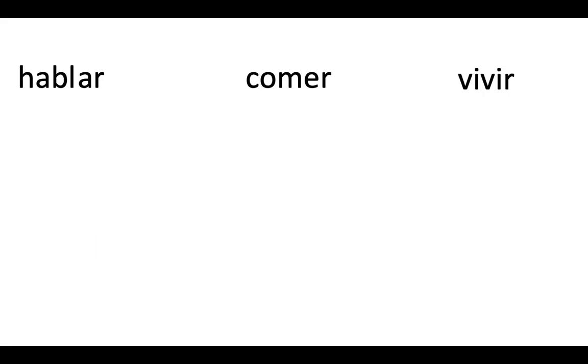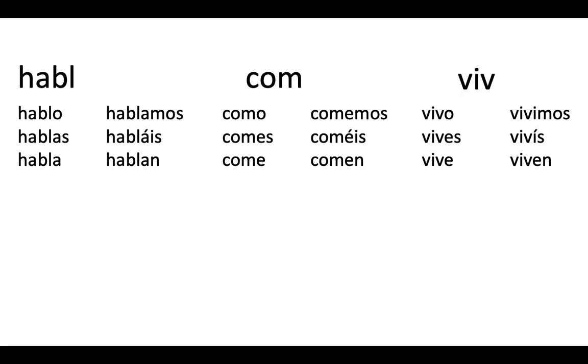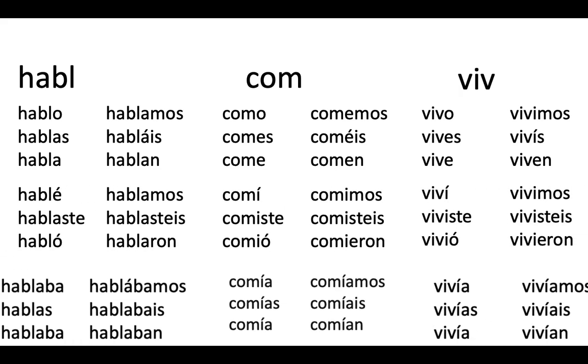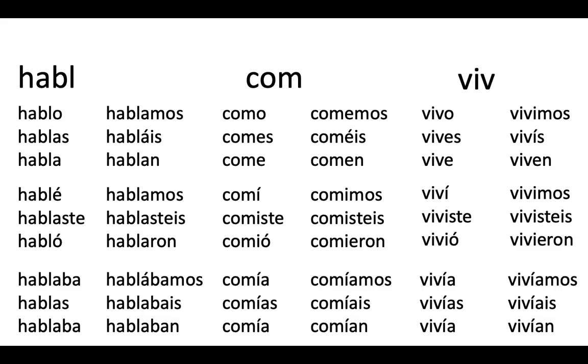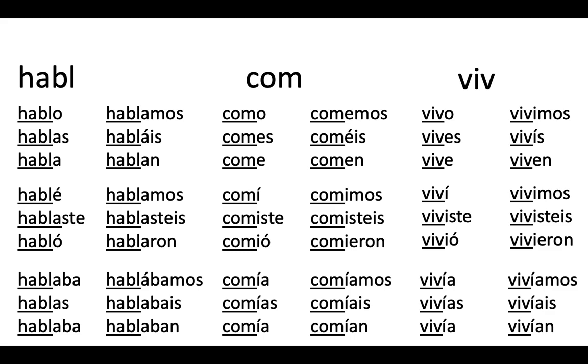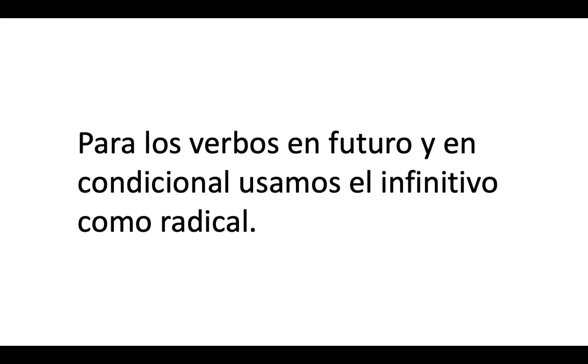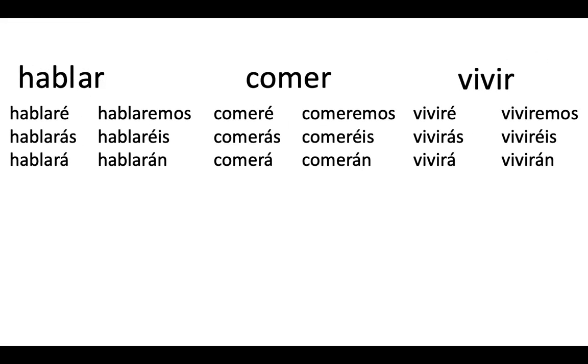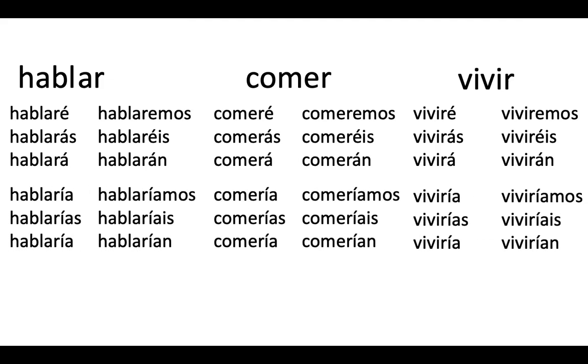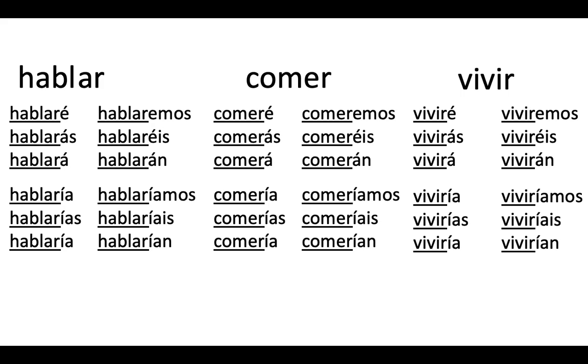So what does that look like? Here are the big three examples we always use: hablar, comer, and vivir. They are infinitives because they have the AR, ER, and IR ending. And if we're going to conjugate the present, the preterite, or the imperfect, we take away the AR, the ER, or the IR before we start that. And each of those conjugations, as you can see, has the radical in it. For the future and the conditional, we use the infinitive as the radical, or the root. So for the future and for the conditional, we use the entirety of the infinitive, and that's a different root.